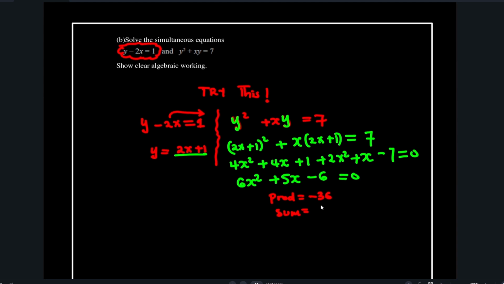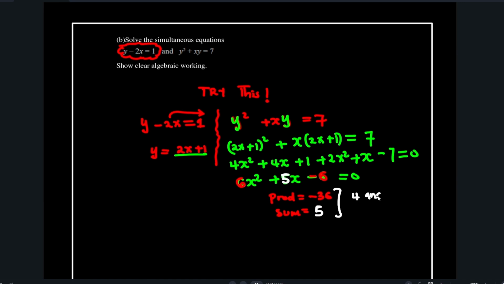We're going to use just factorization, product and sum. Product is negative 36. Where are we getting negative 36 from? All right, yes, negative 36 is coming from 6 times negative 6. And the sum, what will be the sum? The middle term, yes, which is 5. So the sum should be 5, which is obtained from here.